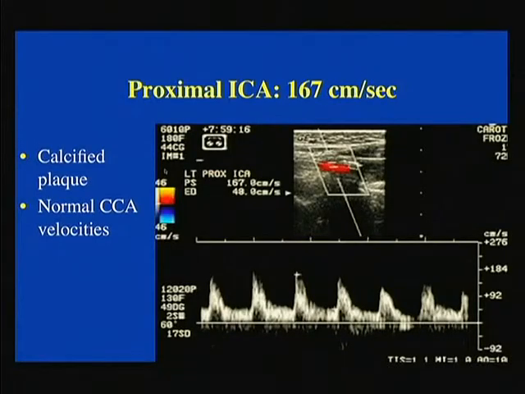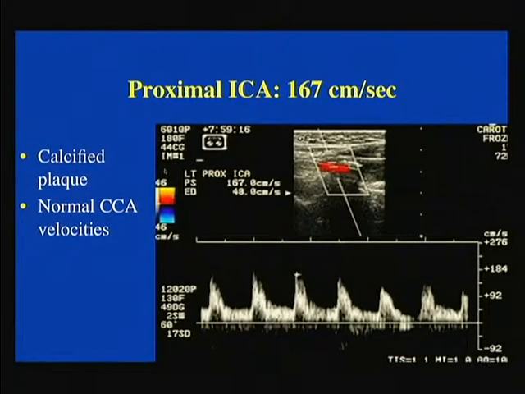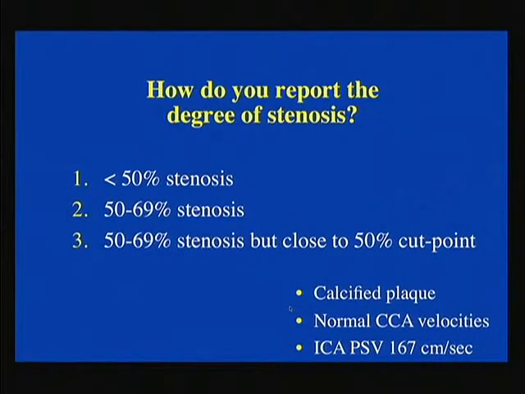Now, proximal internal carotid artery velocity is 167. Okay, 167. I'll tell you that the common carotid artery velocities in this case are completely normal. So, there's calcified plaque. You can't get underneath it, but the waveform is relatively sharp. There's no post-stenotic turbulence we talked about today, so there's no lesion hiding underneath the calcified plaque. We just can't see it that much. We only have a velocity elevation to 167. So how would you interpret that?